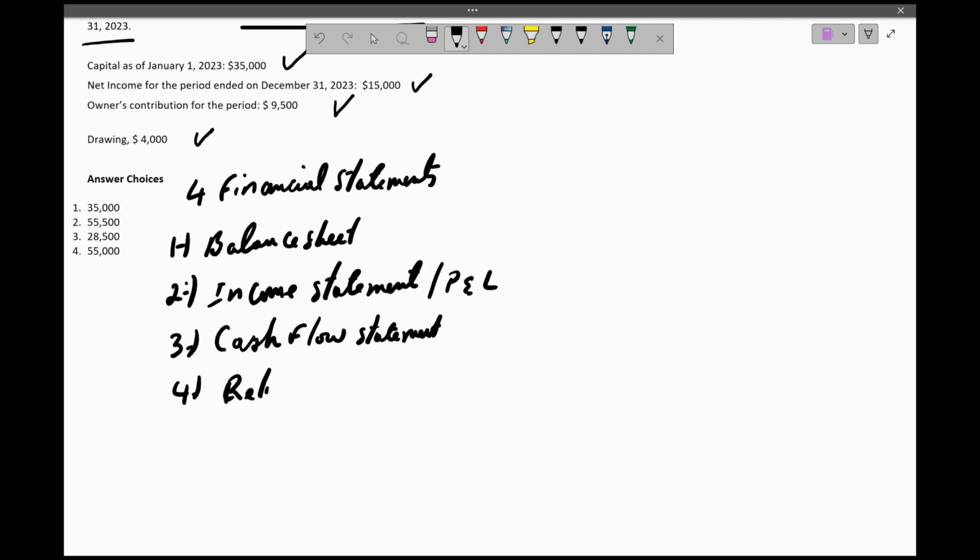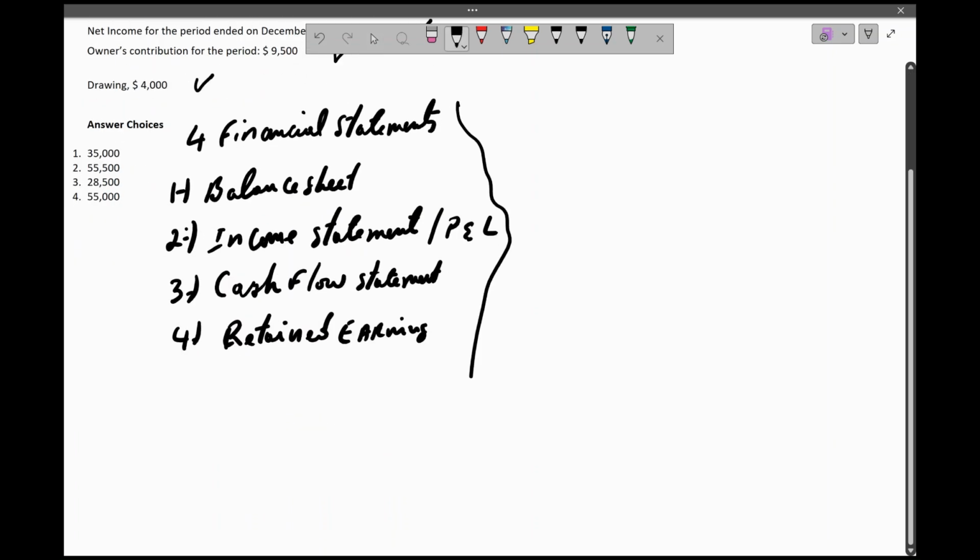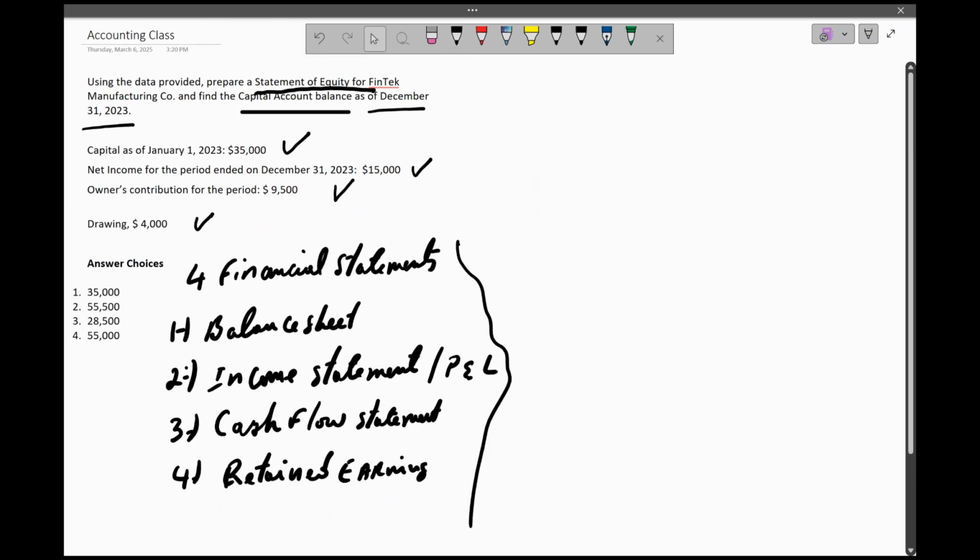Retained earnings statement or statement of equity. So now this is what we're going to calculate, prepare: the statement of equity.